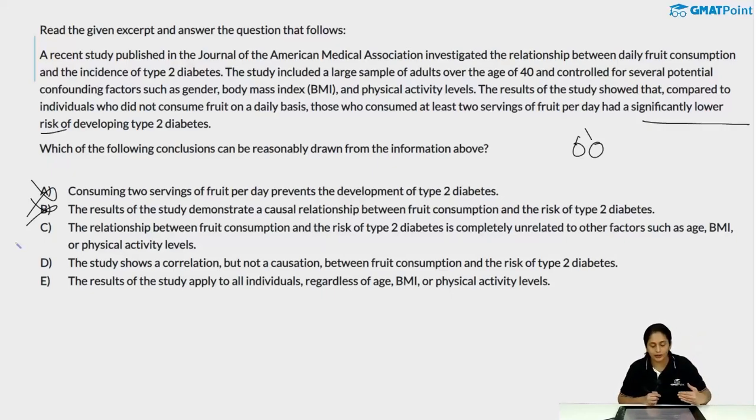The relationship between fruit consumption and the risk of type 2 diabetes is completely unrelated to other factors such as age, BMI and physical activity levels. No, this is not true. They are controlling for other factors, but if those factors come into play, you can't really tell anything about the relationship between these two factors as such. Those factors have been used as controls because they are potentially severe risk factors for developing diabetes. If you have a very high BMI, that would probably be a contributing factor towards diabetes. So it's not that it's unrelated. You need to control for those factors so that you can actually compare across groups, because if you are not controlling for them, then your experiment's results are in doubt. So C is not at all something that you can conclude based on the information given.